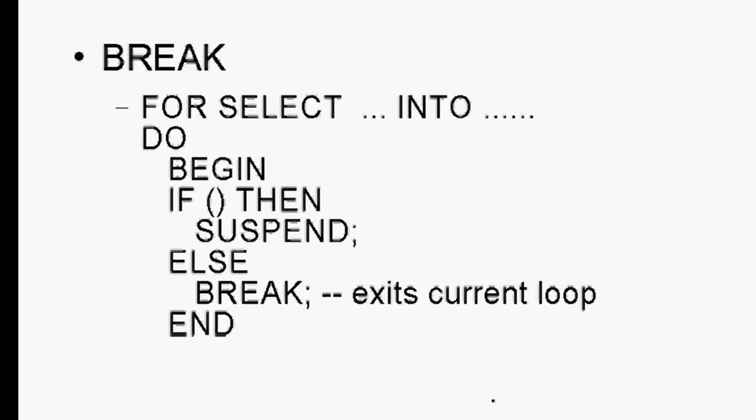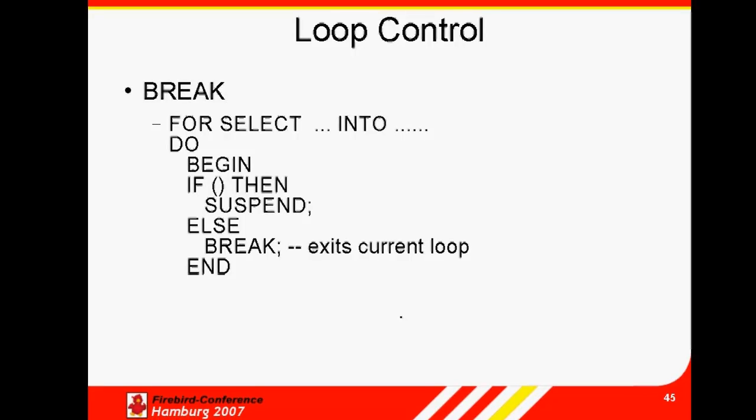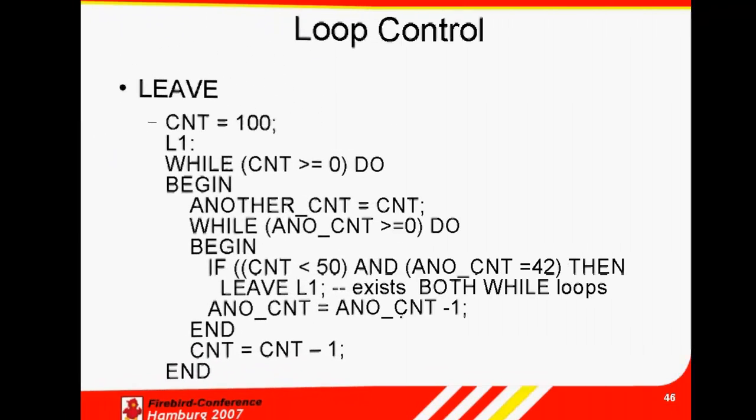In the case of many operations, I don't necessarily need to go through all datasets. I can simply say, once the 10th dataset has been found, it doesn't need to search further. Break will break you out of the loop and you'll carry on executing past it. And here's an example using leave.